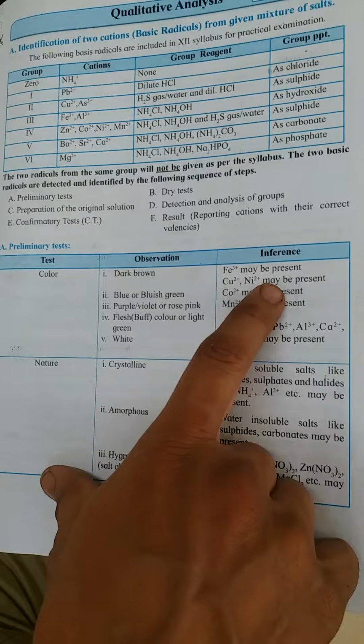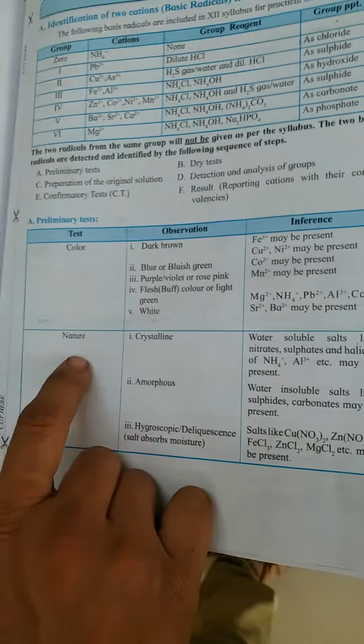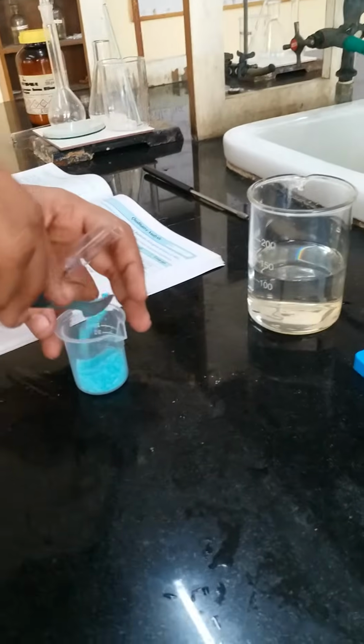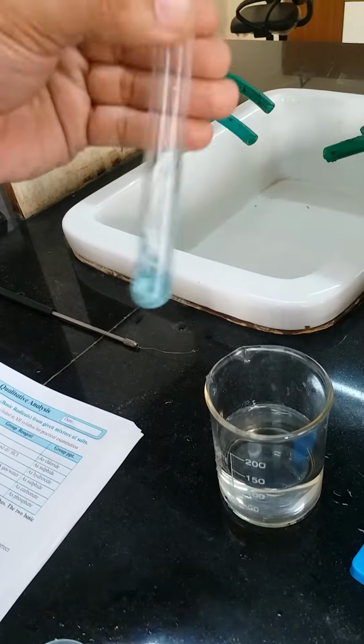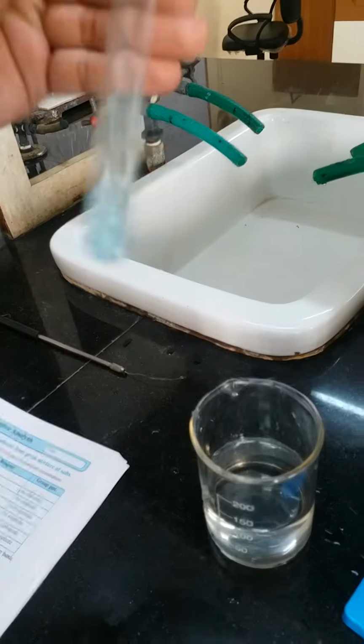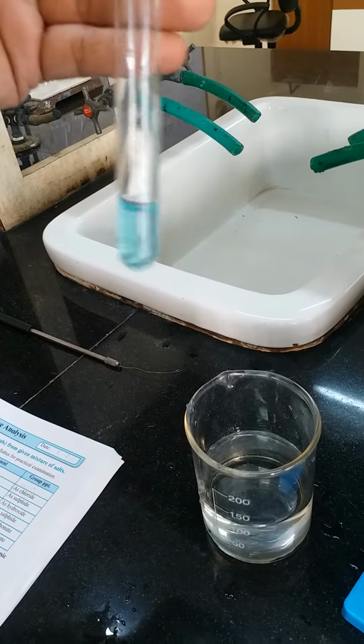Okay, so this is for Cu. Similarly we'll go for the nature. We'll see whether it is soluble in water or not. So we'll take a small amount of the sample and dissolve it in water. Take a little amount of sample and gently shake the test tube and see whether your solid is soluble in the water. So I can say the compound is crystalline. So we'll be writing crystalline and we'll be writing the inference which is given.